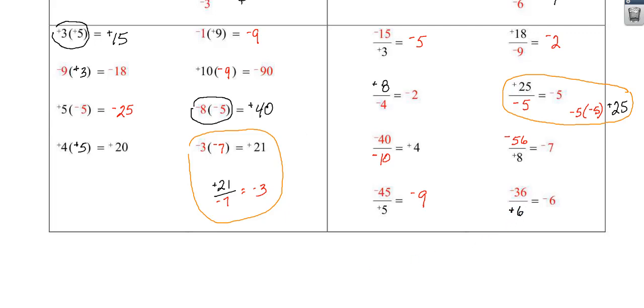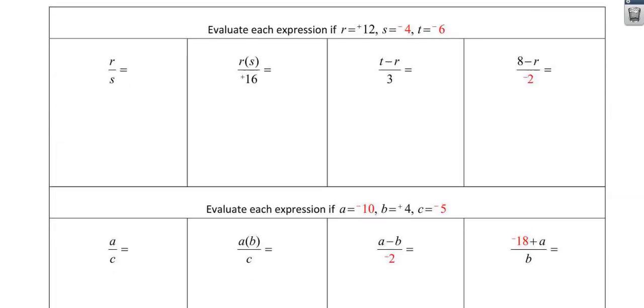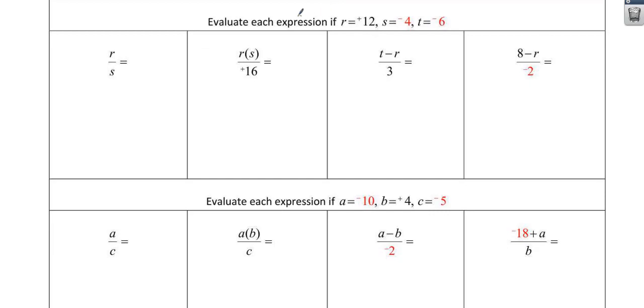Okay, let's go to the back of your paper. We got just a few more things to do on the back. We're going to try a few here where we're doing substitution. So do this top row. You're solving these with the idea that R is positive 12, S is negative 4, and T is negative 6. Take a few moments, take whatever time you need. Solve those and then turn the video back on and we'll discuss.